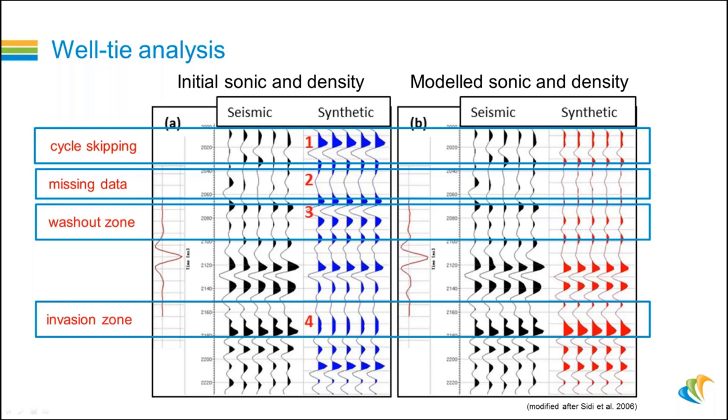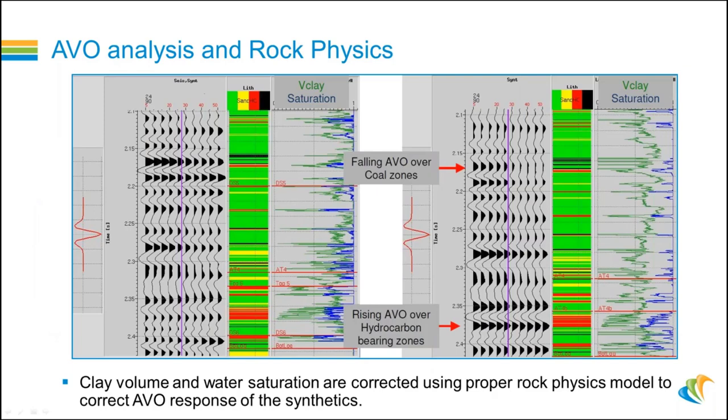This is another example for AVO. For the AVO part, you see on the right panel for both images, I have water saturation and then I have seismic and synthetic. You see there.